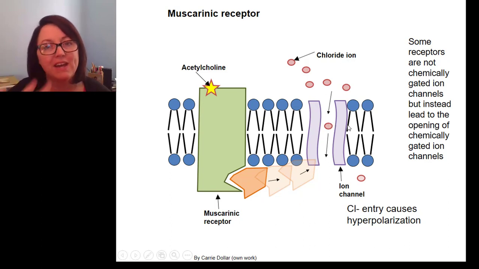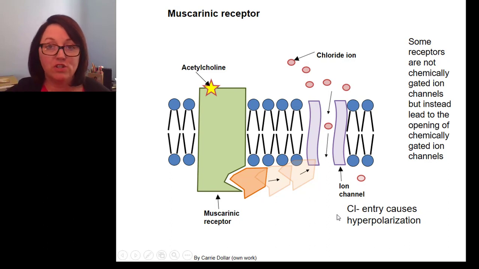So we are still opening an ion channel here. That remains the same. It's just that the ion channel itself is not binding to the neurotransmitter. But anyways, the important thing I wanted to emphasize here is that we're opening a chloride ion channel, which means negative ions are going to rush into our neuron.